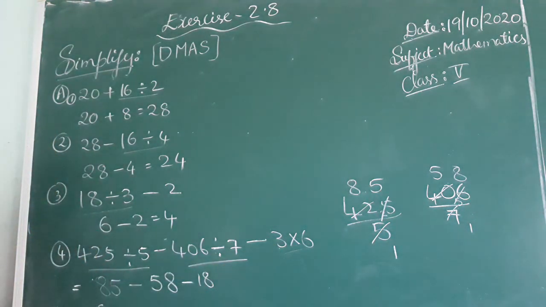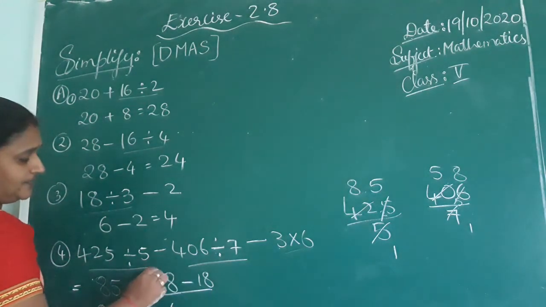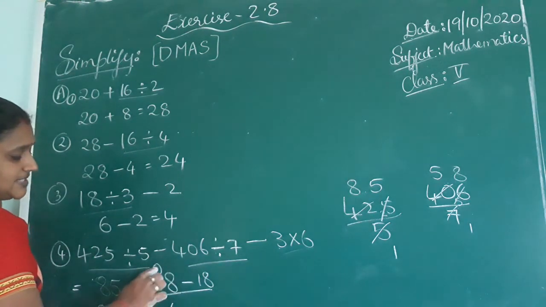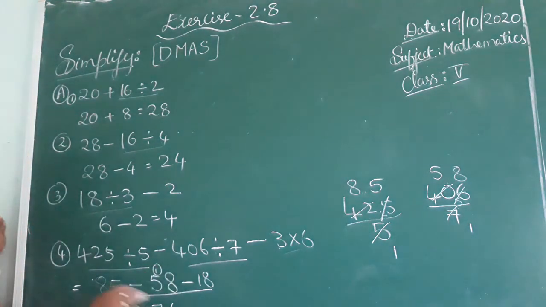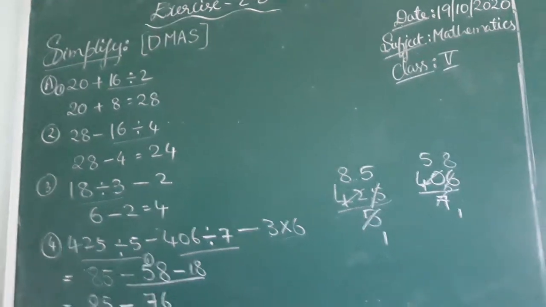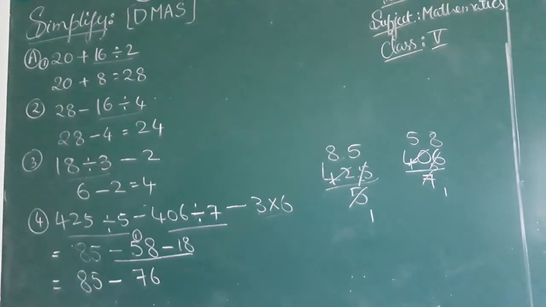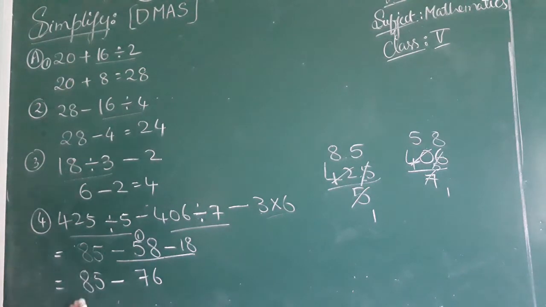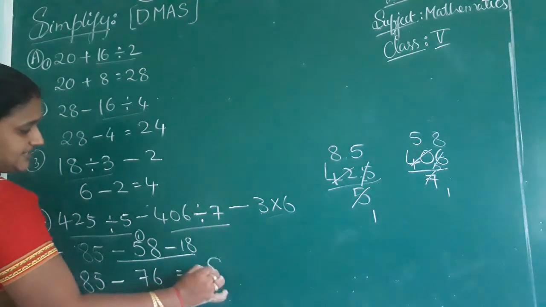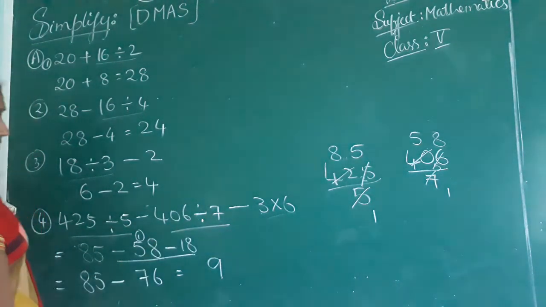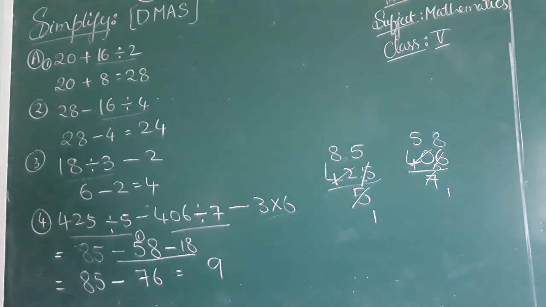See here, 58 minus 18, both are having the same sign, no? Keep the minus symbol only, add those two. 8 plus 8 is 16, 1 plus 5 is 6, 6 plus 1 is 7, 76. Subtract those two now. 85 minus 76. 15 minus 6 is 9. 7 minus 7 is 0. So the answer is 9.